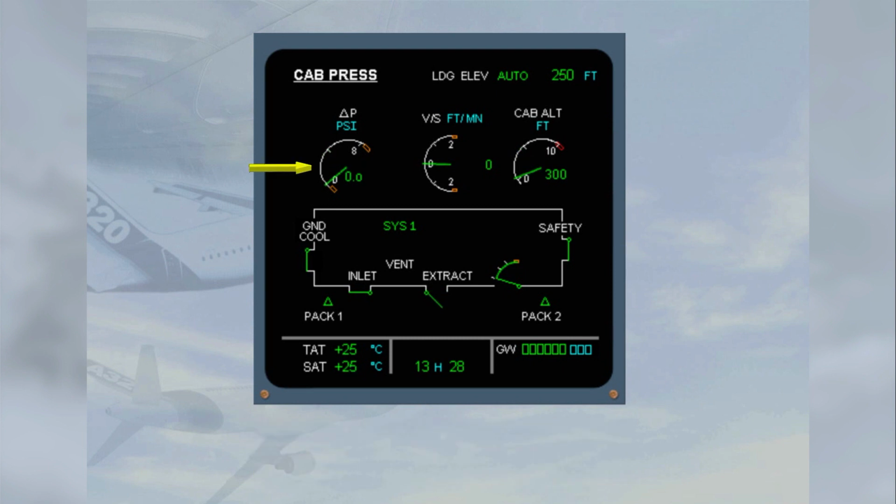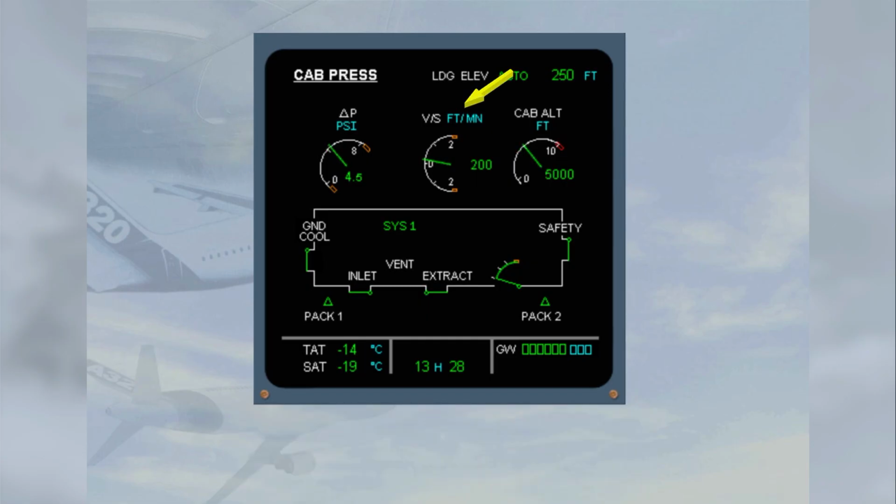The cabin differential pressure, or delta P, shows the difference in PSI between the cabin pressure and external pressure. This differential pressure will be at 0 on the ground and increase as the aircraft climbs.